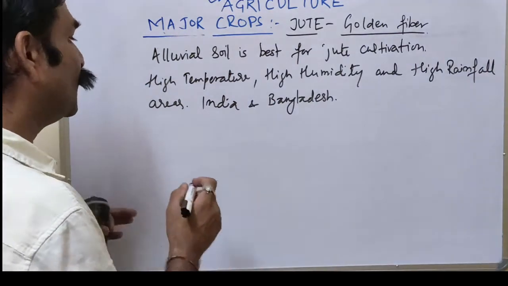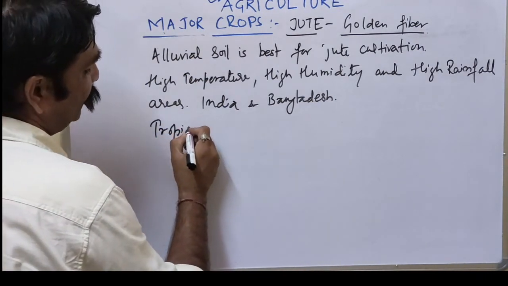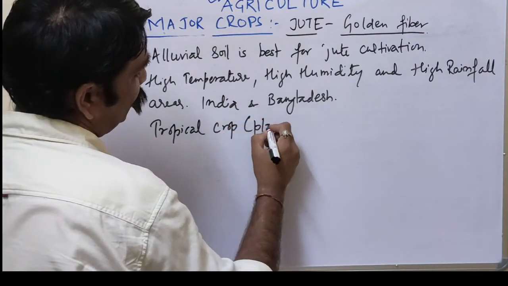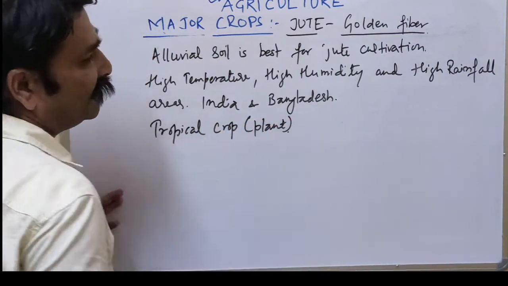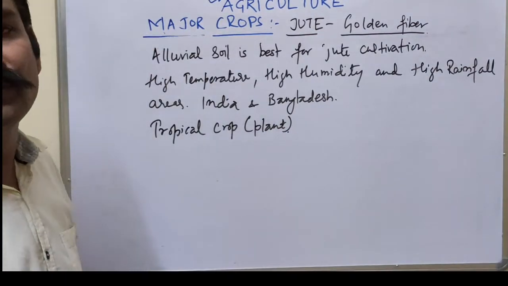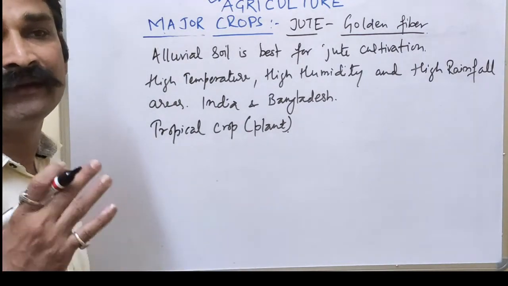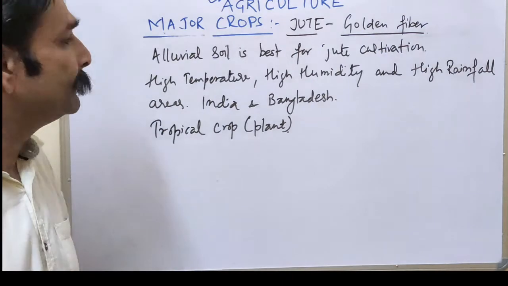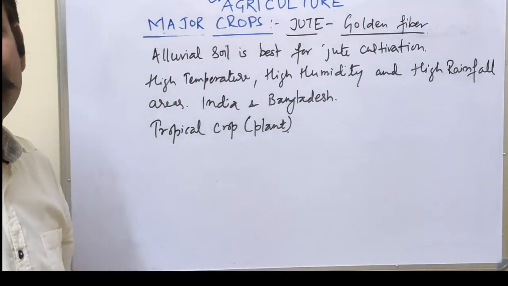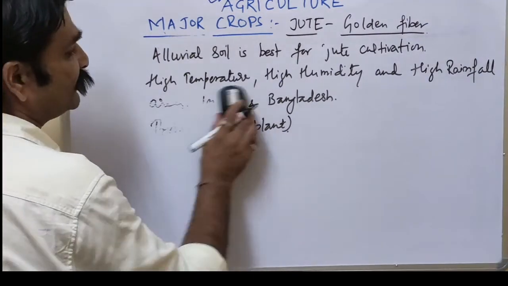Jute is also a tropical plant. That is, it is more suited to the areas which are near to the equator. Okay, so this was all about jute, and now we move to the next crop, which is coffee.